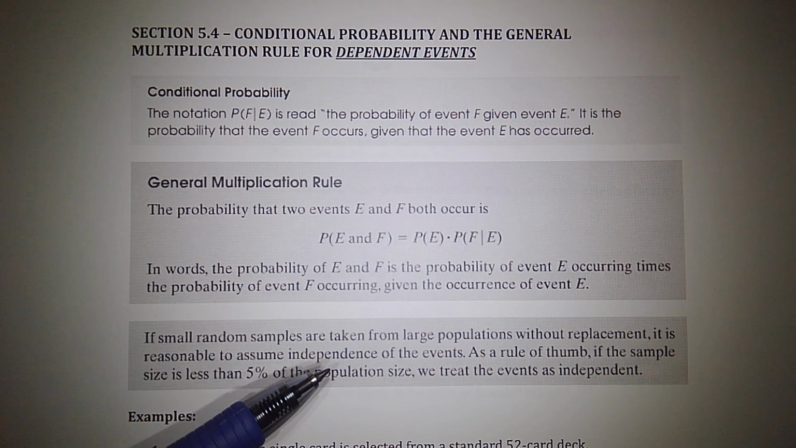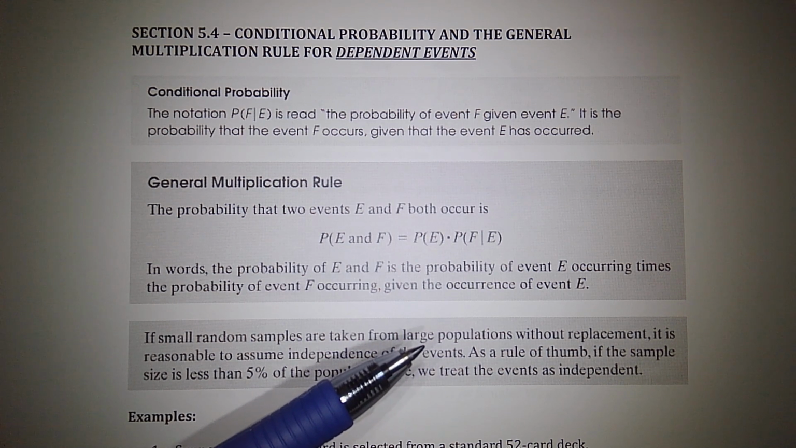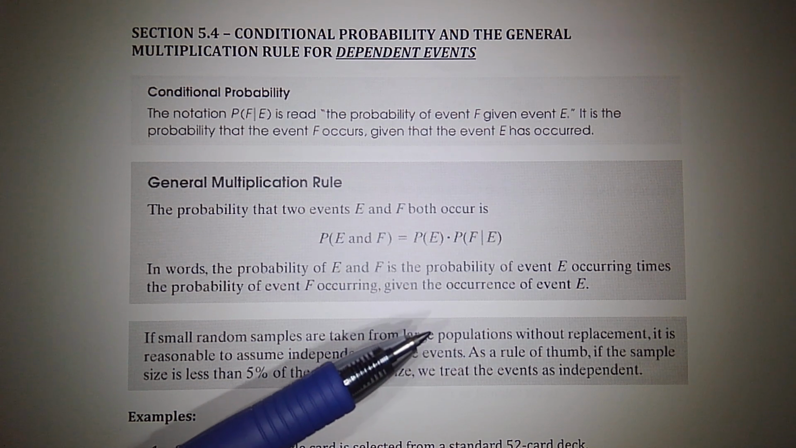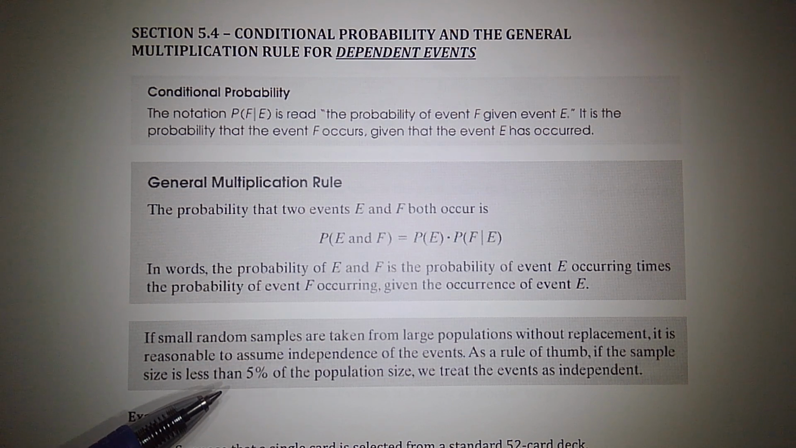But that's because there are so many people, 330 million people in the population. Taking one person isn't really going to change that 13% very much. So when you're taking a random sample out of a really large population, we assume independence anyway. As a rule of thumb, if the sample size is less than 5% of the population, we treat the events as being independent.